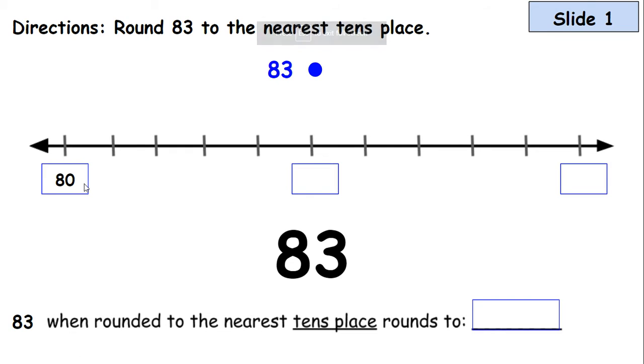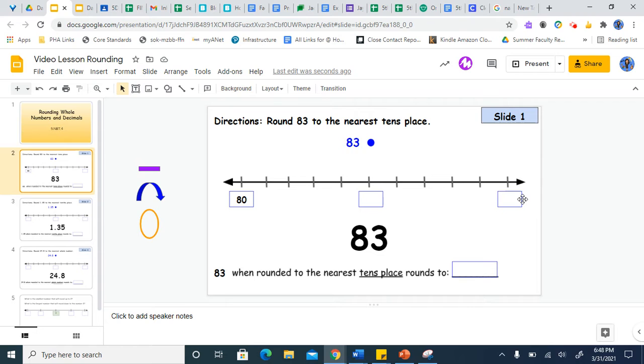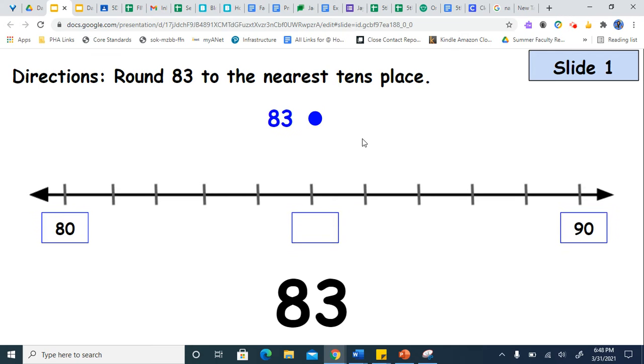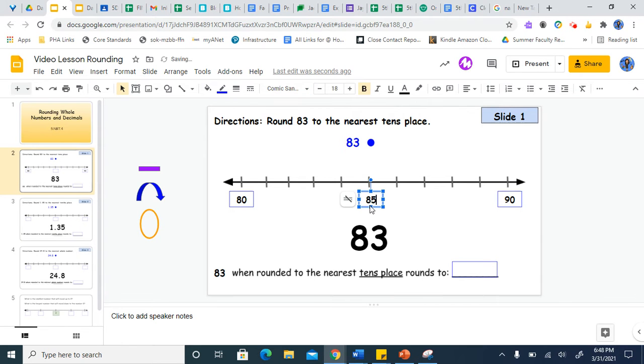Now, to figure out what we're going to put at the end of our number line, we're going to add one more 10, since we're rounding to the tens place, to the 8 tens that we have at the start. 8 tens plus one more 10 would be 9 tens, or 90. So the end of our number line is going to be 90. Now we're going to label the midpoint. We know that the middle, or halfway, between 80 and 90 is 85. So the midpoint is going to be 85.